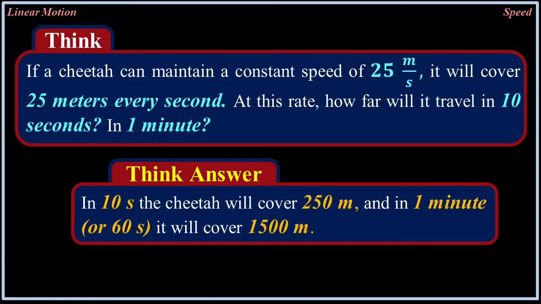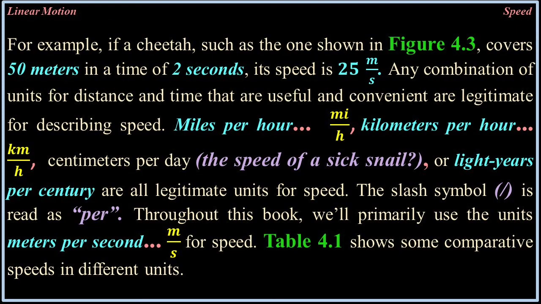In 10 seconds, the cheetah will cover 250 meters, and in 1 minute, or 60 seconds, it will cover 1,500 meters. For example, if a cheetah, such as the one shown in figure 4.3, covers 50 meters in a time of 2 seconds, its speed is 25 meters per second.